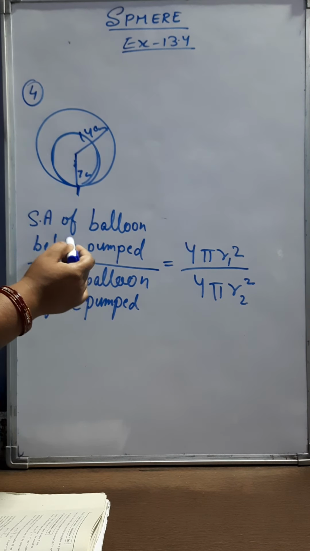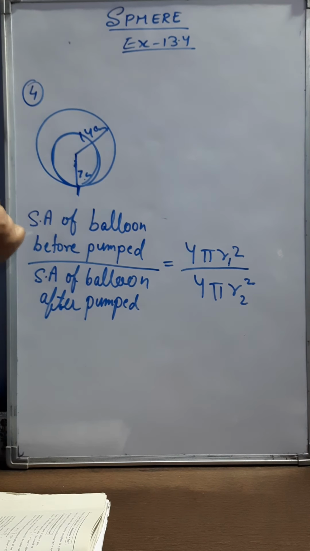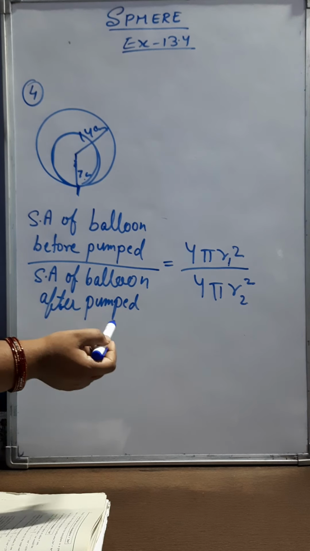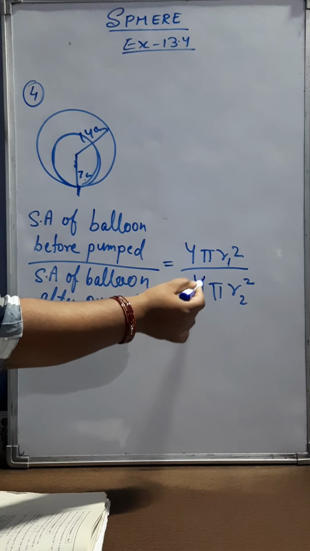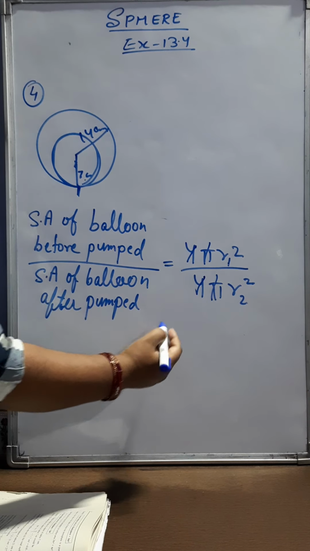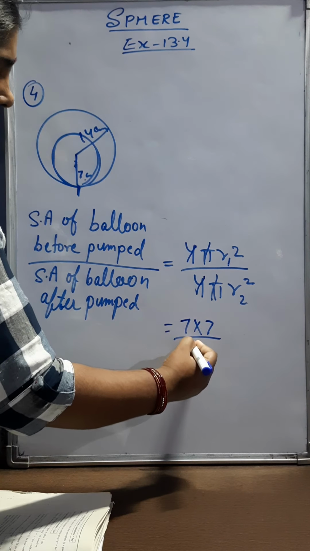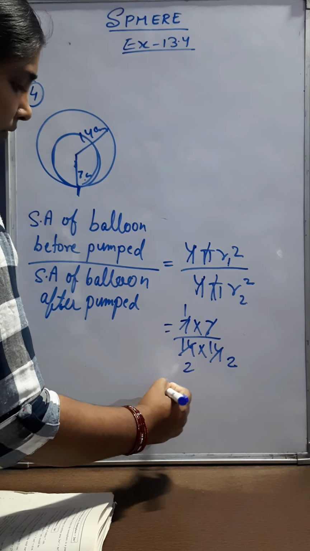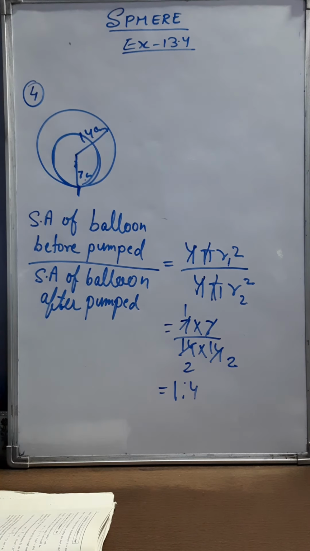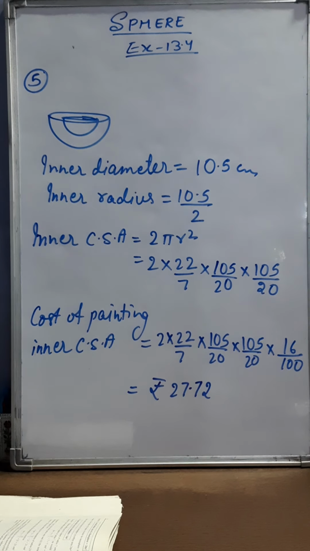The surface area of the balloon before pumped is 4 pi r1 square. In that case, r1 we will take as 7 cm. And surface area of the balloon after pumped is 4 pi r2 square, where r2 I will take as 14 cm. This 4 we can cancel, pi also cancels. r1 square is 7 into 7 divided by r2 square is 14 into 14. We can cancel like this and we will get the ratio 1:4. So 1:4 is the ratio between the surface area of the balloon before pumped and after pumped.